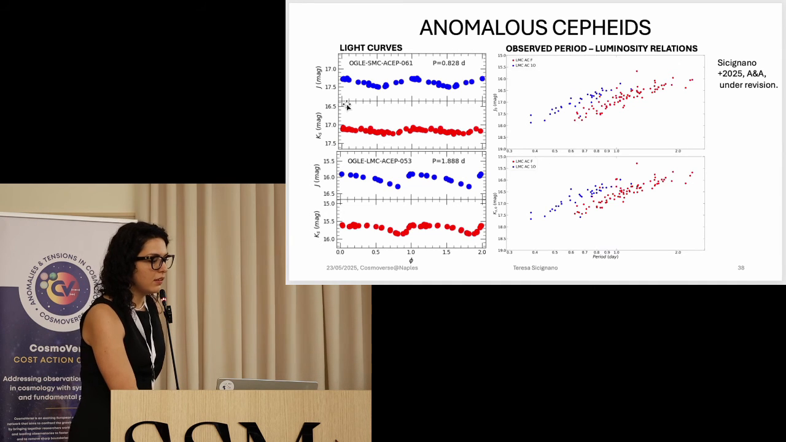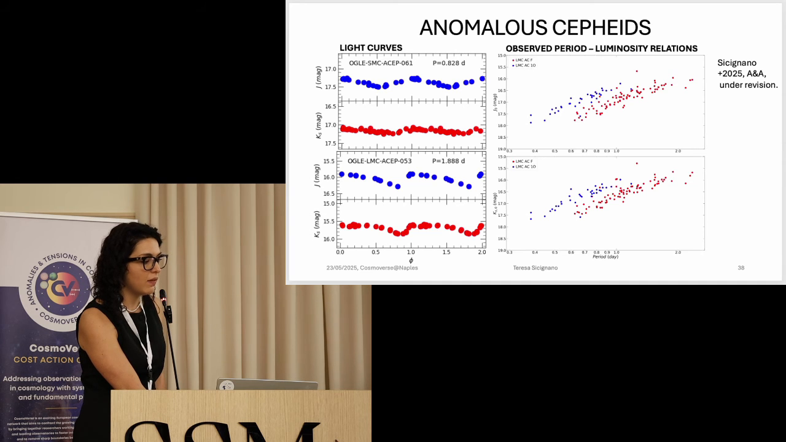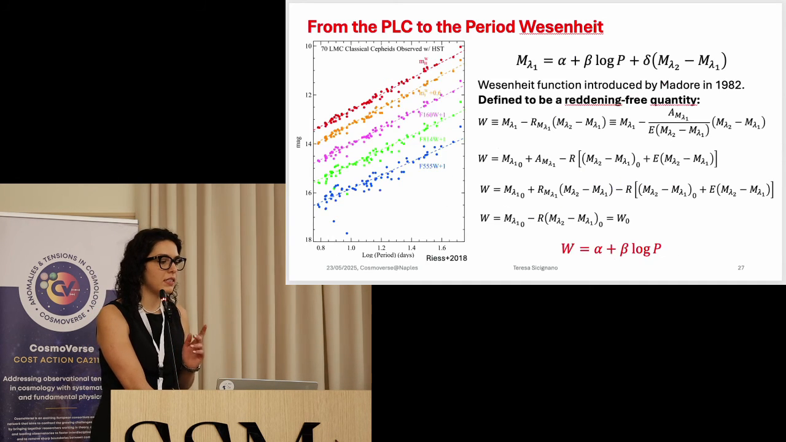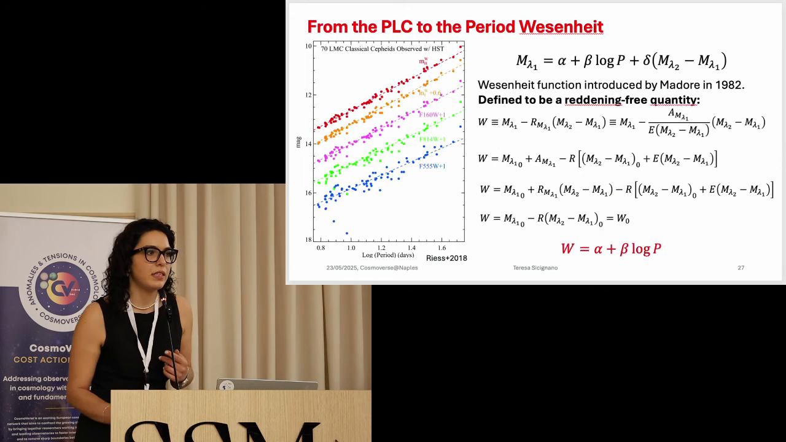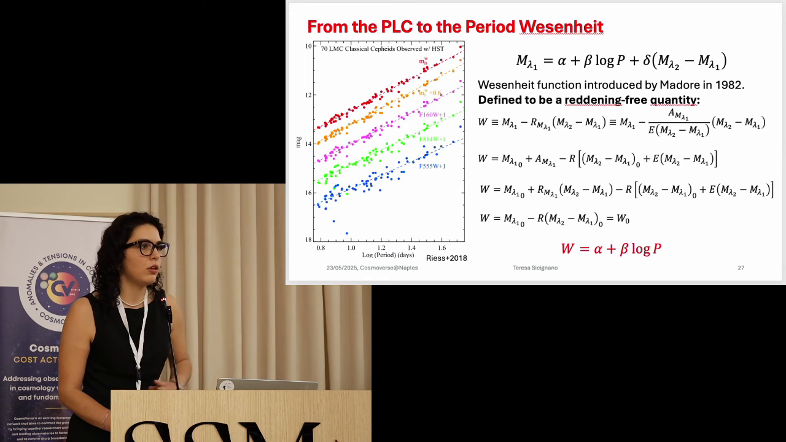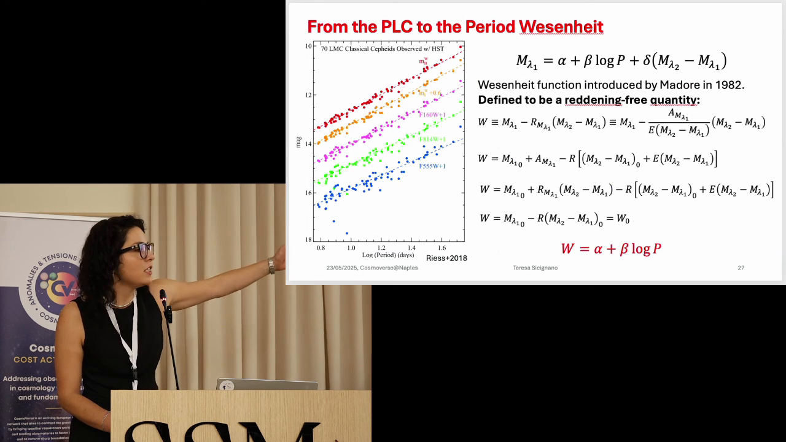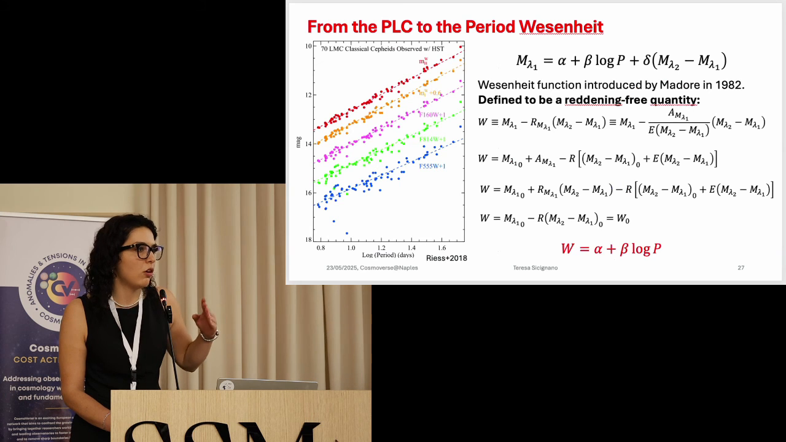Indeed, nowadays in the extragalactic distance scale we use the period Wesenheit, where we need to assume only an extinction law. We assume an extinction law, but then we no longer use the extinction and the reddening. This is because period Wesenheit is in principle parallel to period luminosity color and allows us to do the projection with a smaller intrinsic scatter.